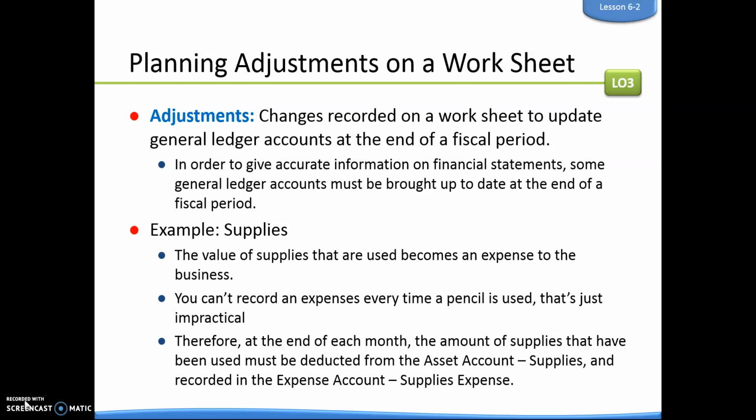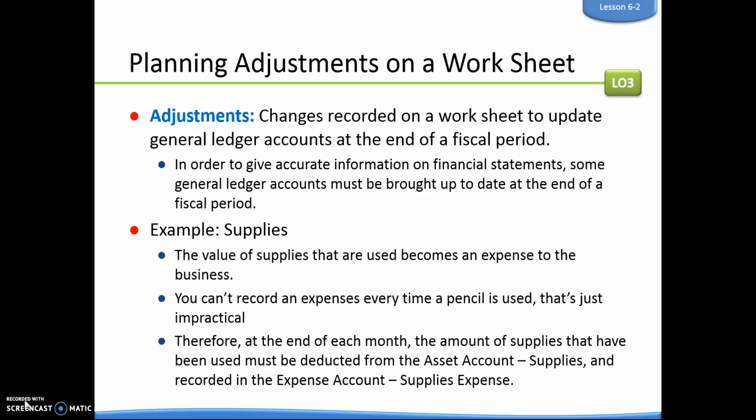Okay, so let's talk about supplies, for example. The value of supplies that are used during a fiscal period becomes an expense to the business. Okay, and the reason we do it at the end of the month is because you can't record an expense every single time that you use a supply. For example, a pencil or a pen, or you clean a toilet with toilet cleaner. Like, you can't record an expense every single time that you use it, but you can figure out at the end of the month how many supplies that you have left.